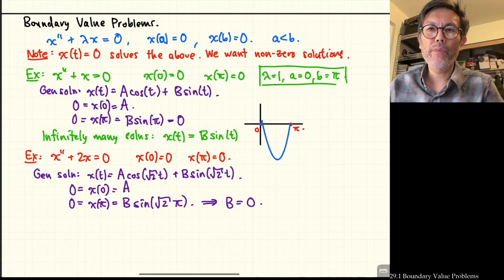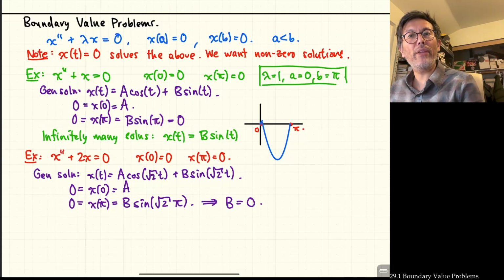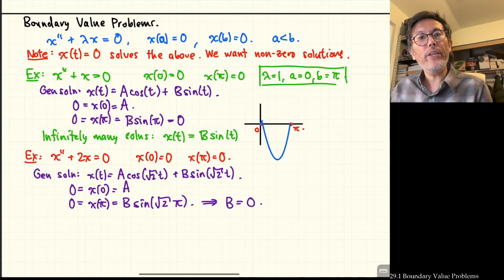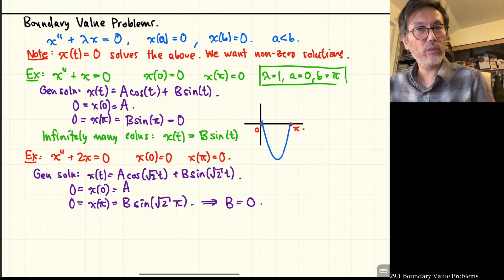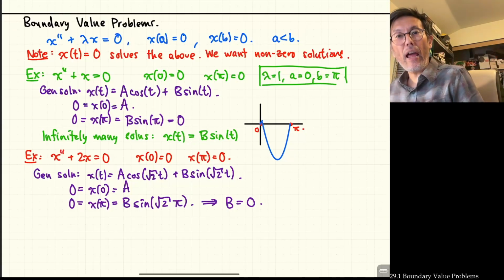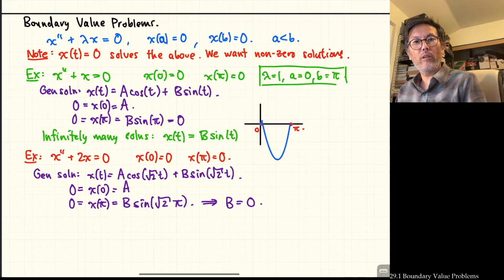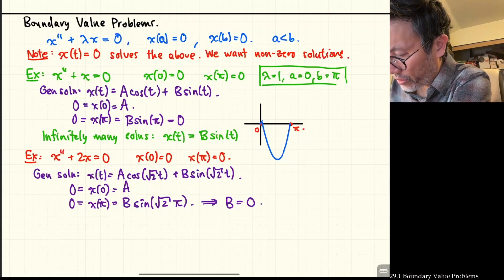In other words, if we want our boundary value problem to have non-trivial solutions, for reasons that we do have good reasons for, I'm just telling you for right now, then this particular boundary value problem does not have non-trivial solutions. We proved it. Every solution has to have a being 0 and b being 0. And so this implies no non-trivial solutions.